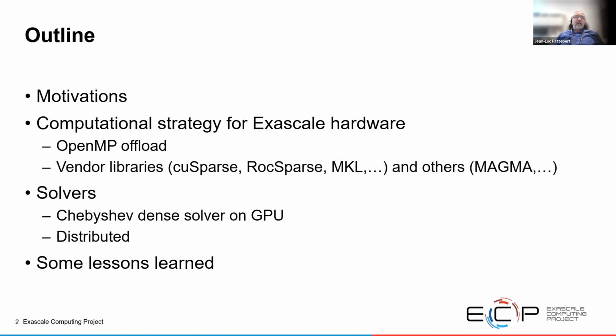I'm going to start by giving some motivations for our work, and then I'll dive more into technical details about our strategy to target Exascale hardware. We're using OpenMP offload and vendor libraries to optimize our performance. And I'll also discuss some solvers we've been developing within this project. And I'll finish with some lessons learned during the past few years.